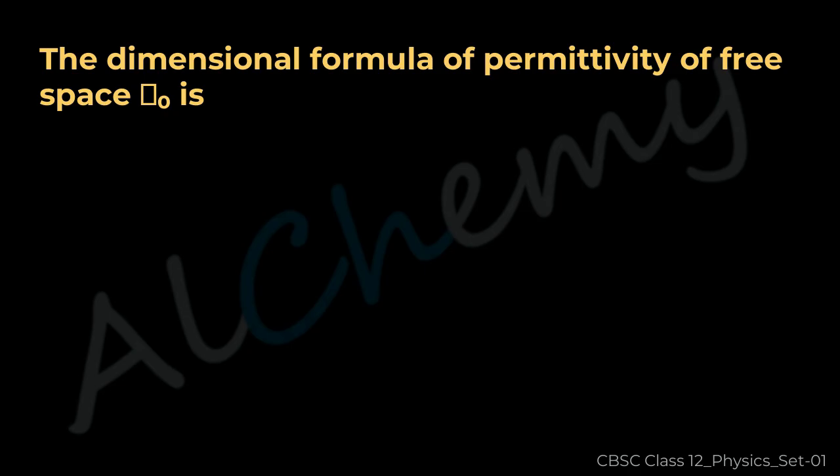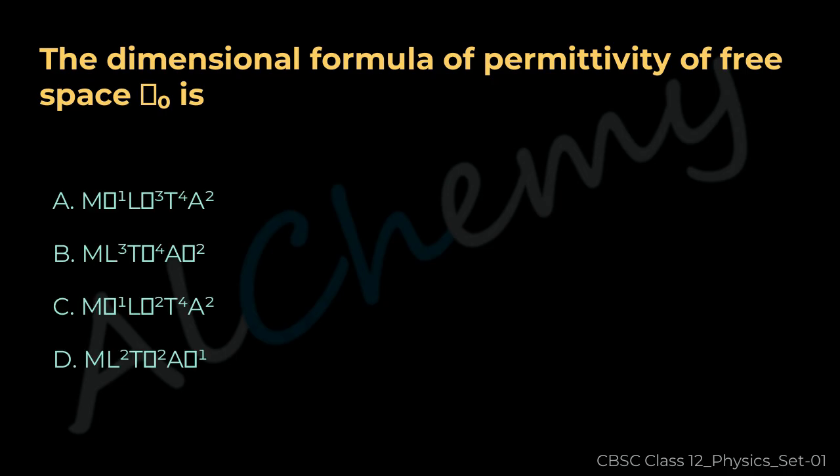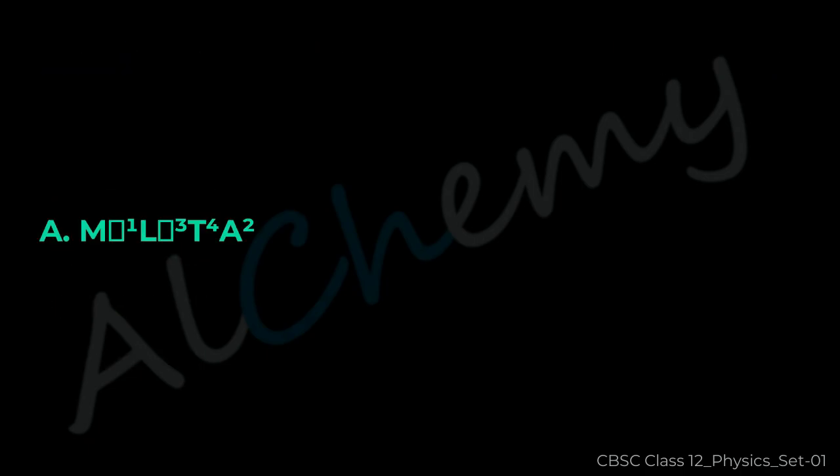Question 4. The dimensional formula of permittivity of free space epsilon naught is. A. M superscript minus 1 L superscript minus 3 T superscript 4 A superscript 2. B. M L superscript 3 T superscript 4 A superscript 2. C. M superscript minus 1 L superscript minus 2 T superscript 4 A superscript 2. D. M L superscript 2 T superscript minus 2 A superscript minus 1. The correct answer is A. M superscript minus 1 L superscript minus 3 T superscript 4 A superscript 2.